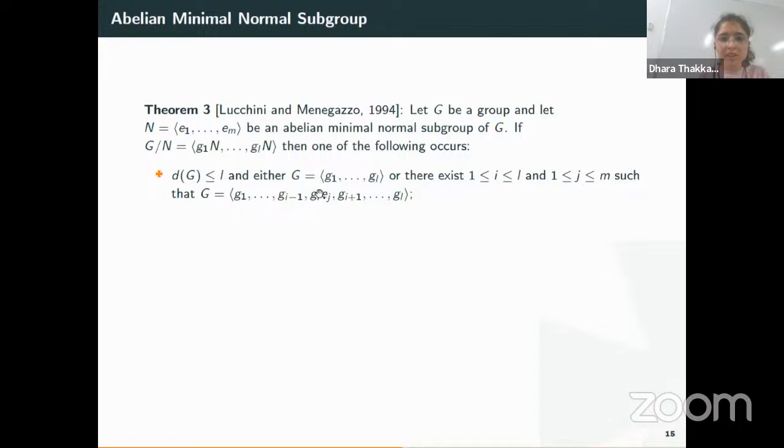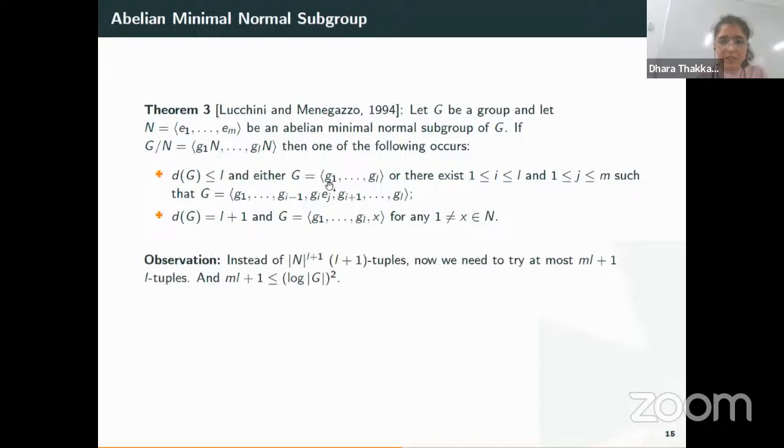then either the inverse images of g1N to gLN will generate G, or we must have some i and j from this range such that G will be generated by this special generating set, which is g1 to g(i-1), g_i e_j, and g(i+1) to gL. Otherwise, we know that d(G) is L+1, and in this case it is easy because we can add any arbitrary non-identity element from N, and this L+1 length subset will generate G. So this theorem handles the case when N is an abelian minimal normal subgroup.